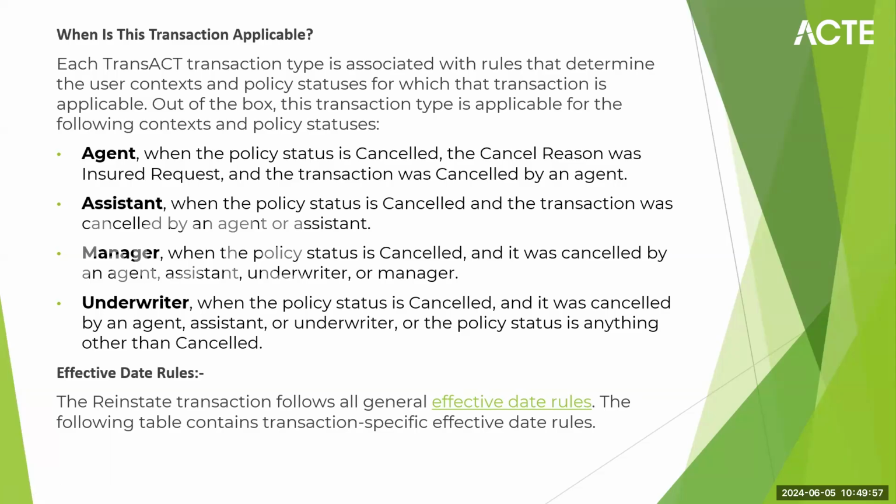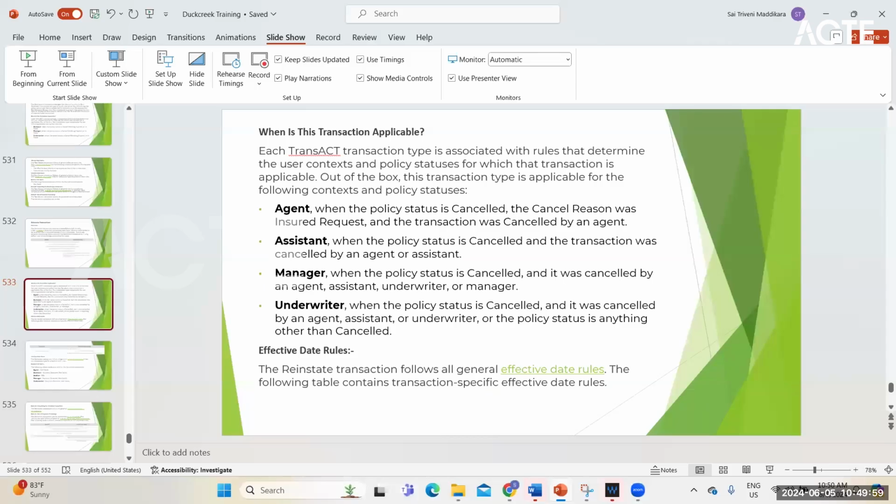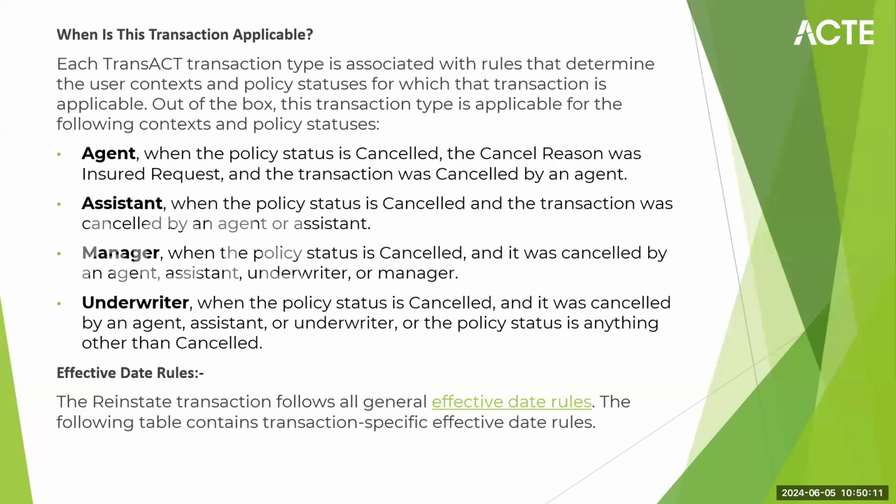Suppose the user has logged in as an agent, then the policy status should be cancelled. The cancel reason was insured request, and the transaction was cancelled by an agent. Okay, the cancel reason should mandatorily be insured request. Next, if the user has logged in as an assistant, the policy status should be cancelled. The transaction was cancelled by an agent or assistant. Applicable.